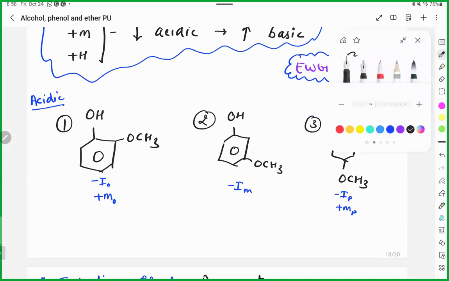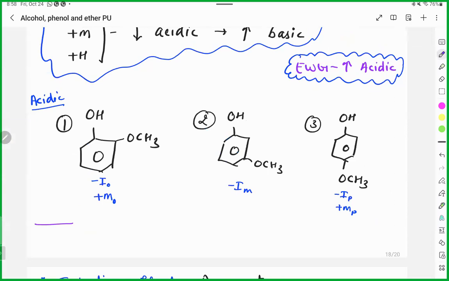Now, Chinmay, see, this is the neutral position. What is happening in the second case? Minus I impact is increasing acidic character. So maximum is second. Then in the first case, what is happening? Inductive effect is increasing acidic character, but resonance effect will decrease acidic character more because M effect is stronger than inductive effect. Yes.